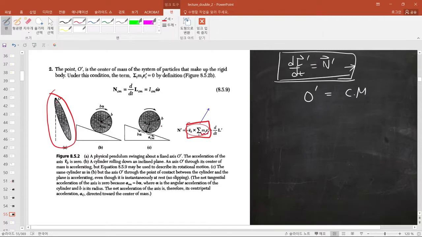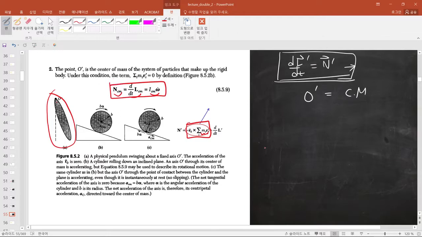And in this case, the r0 double prime cross product becomes a 0. So here, dL of the center of mass over dt is equal to N of the center of mass, so you can use this equation.